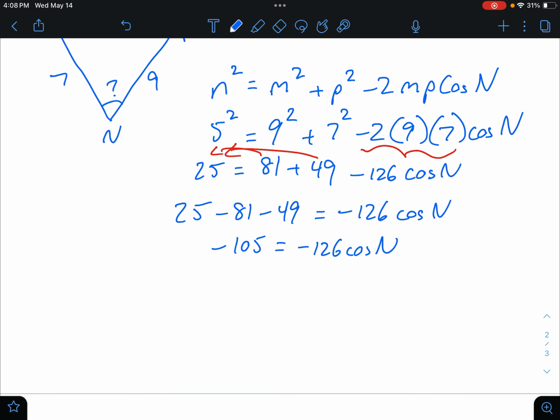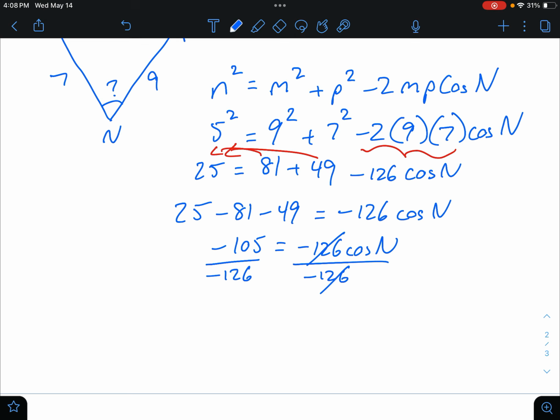Now we're getting closer. We need to get the cosine by itself. The next step, what you would do is you would divide both sides by negative 126. If we do that, those will cancel out, leaving just cos n. But if we do it on one side, I got to do it on the other side as well. So the left side, I'm going to punch that in my calculator. I'm going to go negative 105 divided by negative 126.